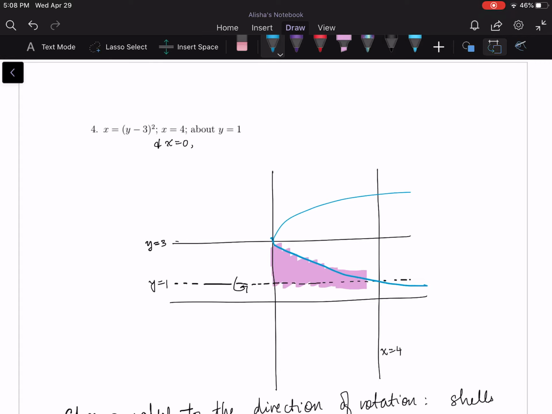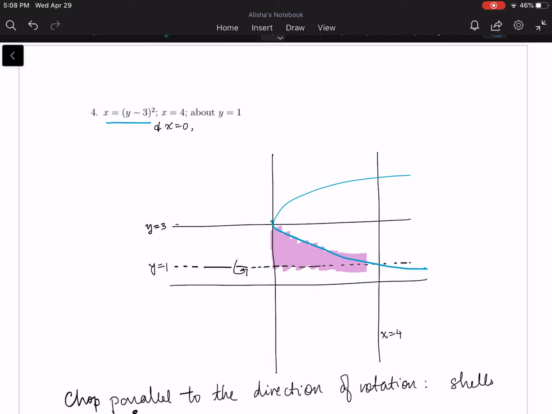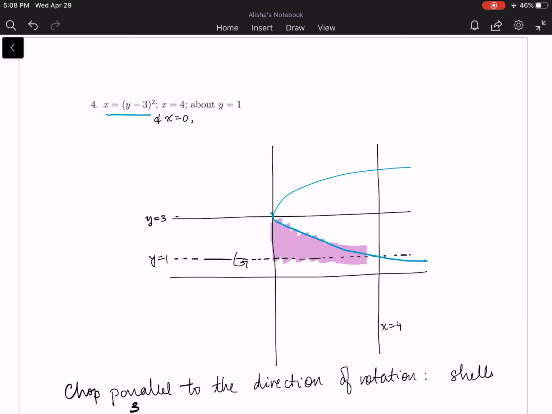So let's take a look at question 4. We are given this curve and the area between that curve, x equals 4 and x equals 0. Again, I think that should have been included in the question, so I've added that in there. And we're rotating that region about y equals 1. So this line.